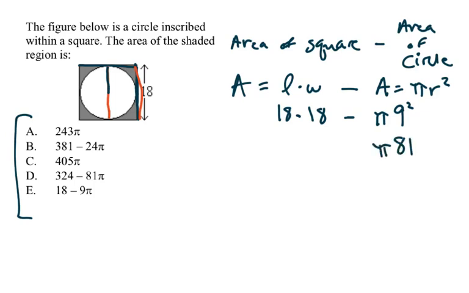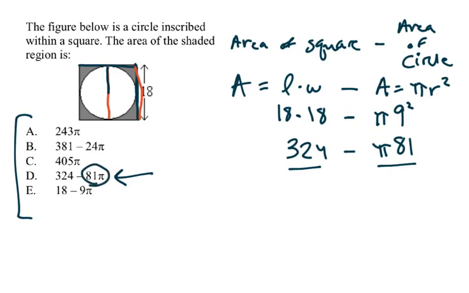9 squared would be 81. And then 18 times 18, if I do it on my phone, we get 324. So that's my area of a square minus my area of a circle. And if I look at my answer choices over here, this one matches.